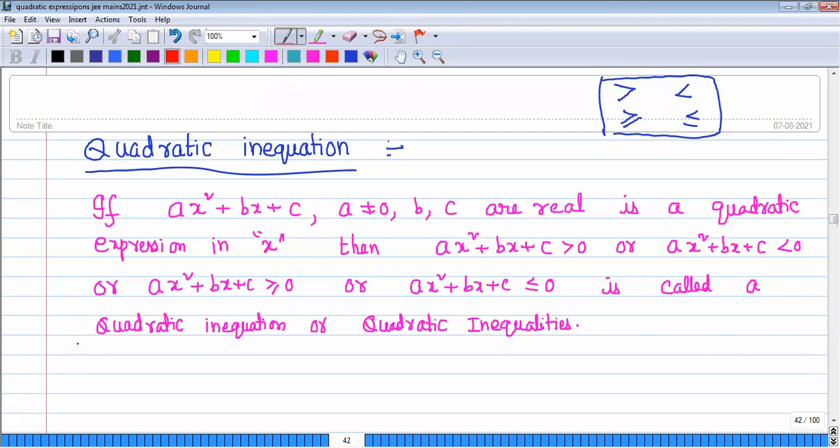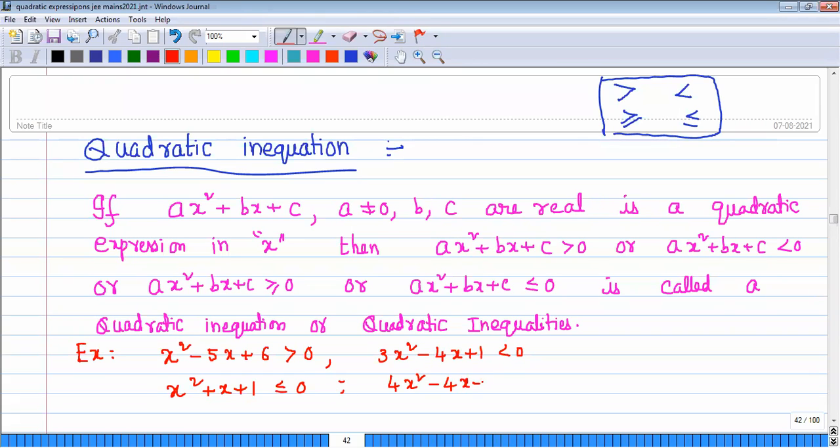So let us see some examples. x square minus 5x plus 6 greater than 0. Another example: 3x square minus 4x plus 1 less than 0. Then x square plus x plus 1 less than or equal to 0, and 4x square minus 4x plus 1 greater than or equal to 0. So these are all called quadratic inequalities.